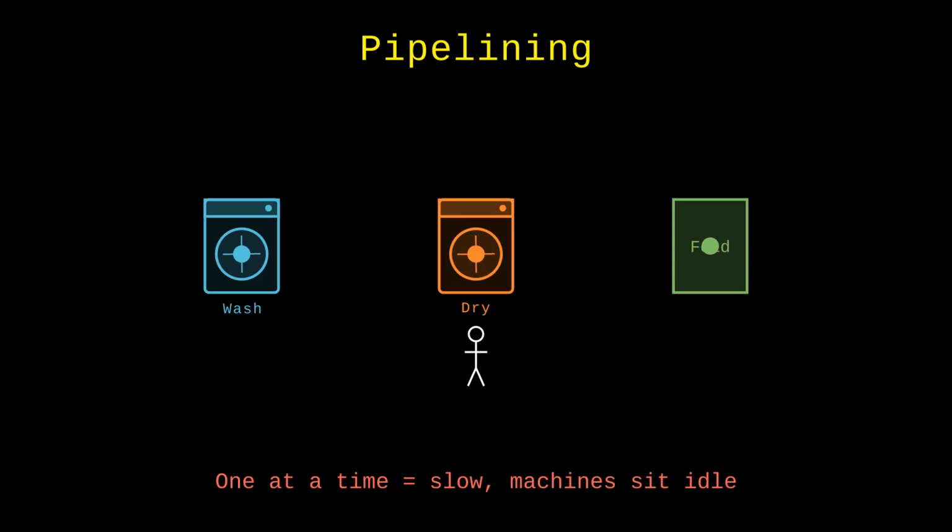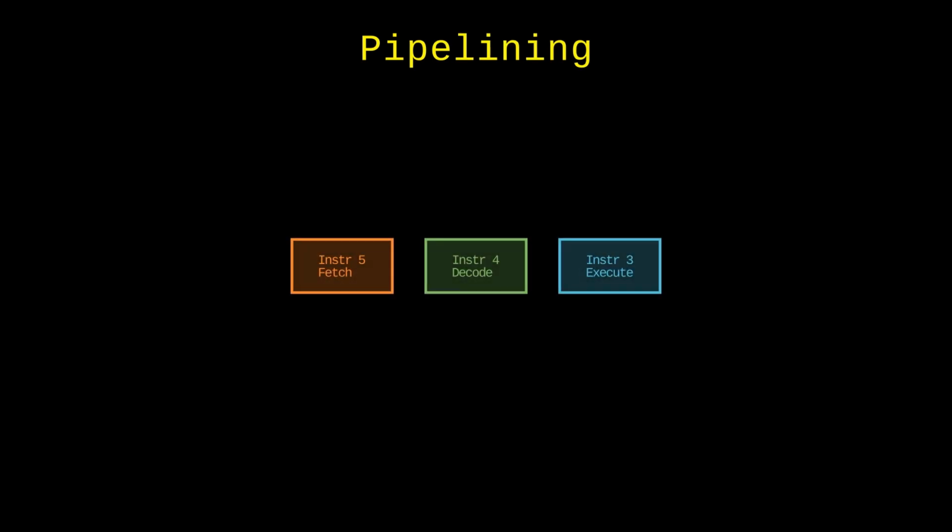That's inefficient. The dryer sits idle while the washing machine runs. The washing machine sits idle while the dryer runs. A smarter approach: while load 1 is in the dryer, put load 2 in the washing machine. And while load 2 is washing and load 1 is drying, start folding load 0 that's already done. Multiple loads, all at different stages, all moving forward at the same time. CPUs do exactly this with instructions. While instruction 3 is being executed, instruction 4 is being decoded, and instruction 5 is being fetched. They're all in the pipeline at the same time, just at different stages.